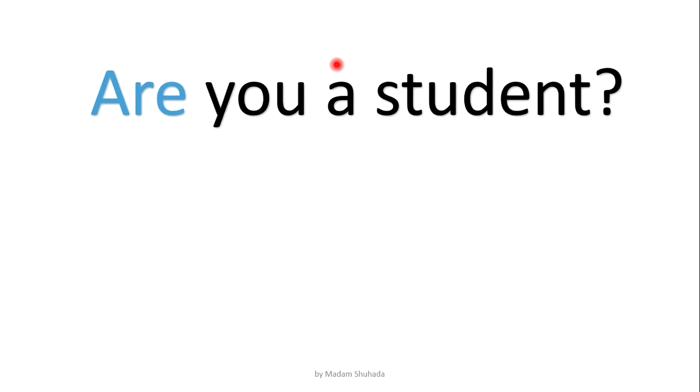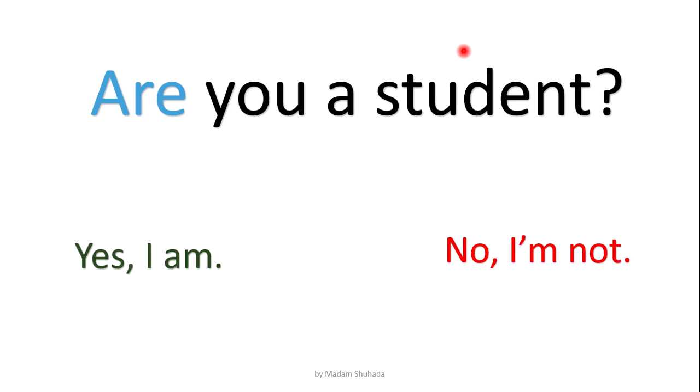Are you a student? Okay, so again, this is a special case. Subject pronoun you is a special case, just like I. Here, the condition is actually a student, but because you is a special case, we use are instead of is. Are you a student? Yes, I am. No, I'm not.